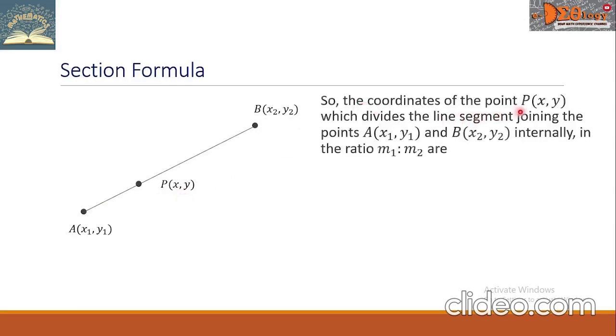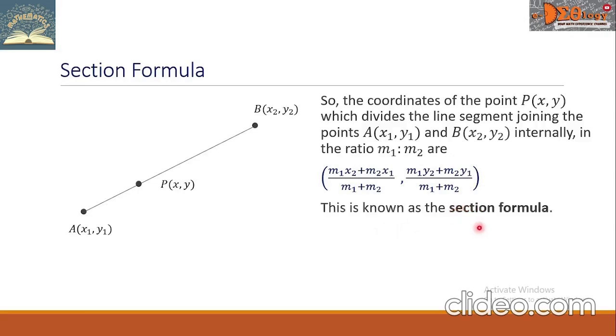So the coordinates of the point P with coordinates x, y, which divides the line segment joining the points A and B internally in the ratio m sub 1 is to m sub 2, are: for the x coordinate, m sub 1 times x sub 2 plus m sub 2 times x sub 1 all over m sub 1 plus m sub 2, for the y coordinate, m sub 1 times y sub 2 plus m sub 2 times y sub 1 all over m sub 1 plus m sub 2. This is known as the section formula.